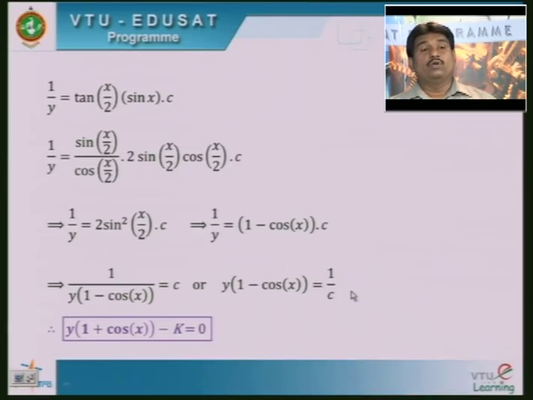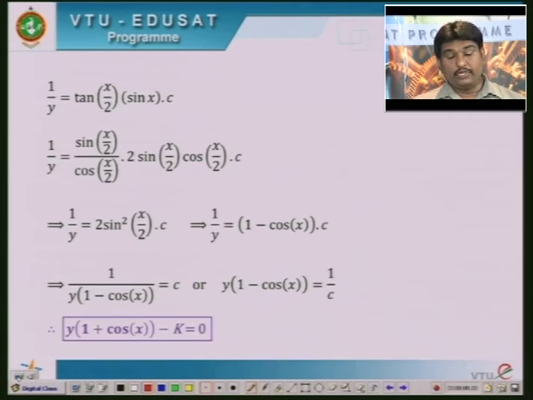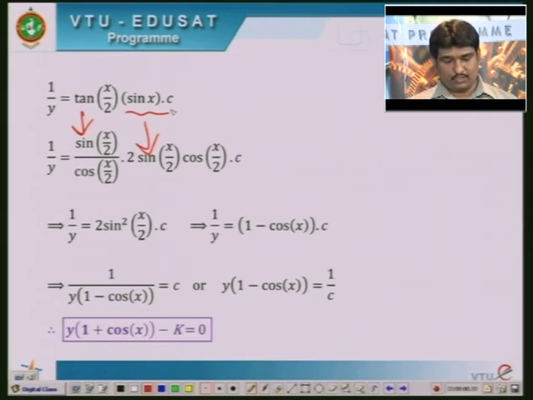Now y to the power of minus 1, which is 1 by y, equals tan of x by 2 into sin x into c. You can write tan of x by 2 as sin x by 2 divided by cos x by 2, and the sin x can be written as 2 sin x by 2 into cos x by 2. As usual, you simplify this, cancel cos x by 2, you will get 1 by y as 2 times sine square x by 2 into c.